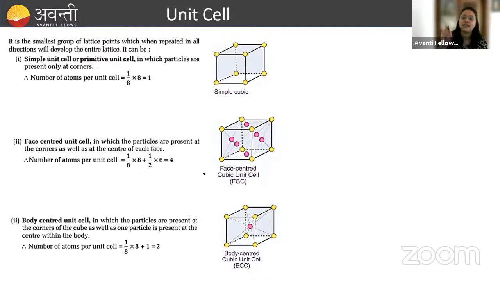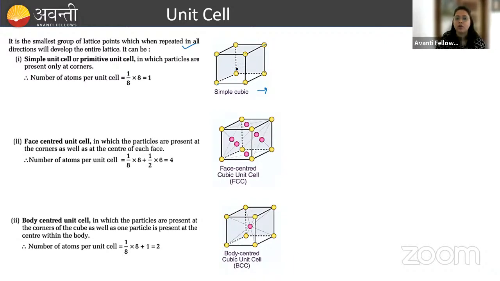Unit cells. So unit cells are of three types: simple unit cell, face-centered unit cell, and body-centered unit cell. What is the difference between them? The smallest group of lattice points, which when repeated in all directions gives the entire lattice, and the smallest can be a simple cube, that is, at the corners only the atoms will be present.